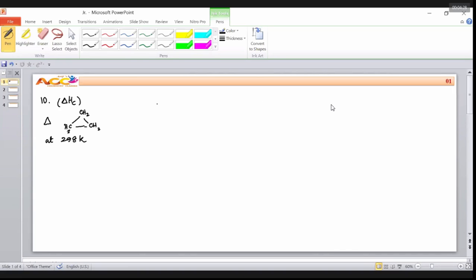Data: enthalpy of formation of carbon dioxide, water, and propene. Write down the data like this: the enthalpies of formation of carbon dioxide, water, and propene are minus 393.5, minus 285.8, and plus 20.42 kilojoules per mole. Okay, no problem.